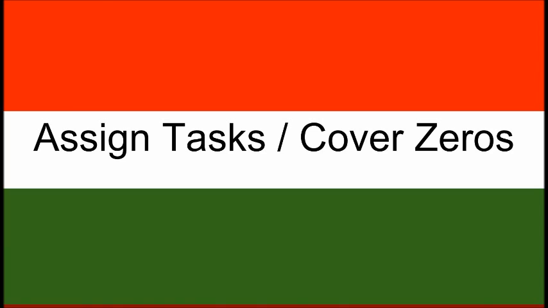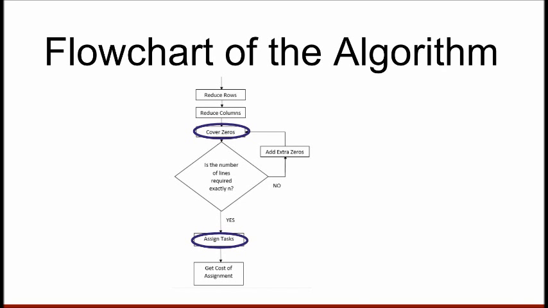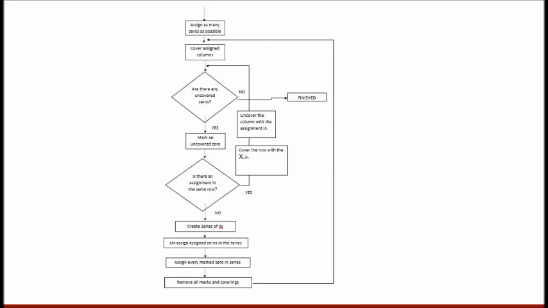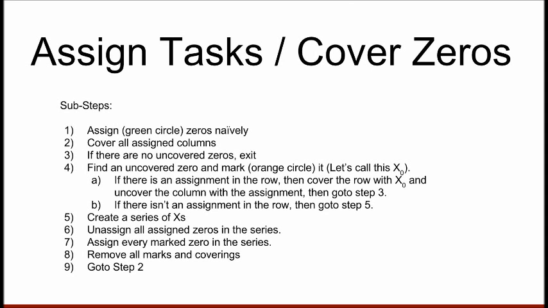So the question remains, how exactly do you assign tasks or cover the zeros algorithmically in such a way that you will always get the correct answer? There are naturally multiple ways of doing this. However, the technique we used for our implementation was to use one algorithm which does both in one go, but there are naturally other ways of doing this. So here's a flowchart of the method we used, and here it is as a series of steps.